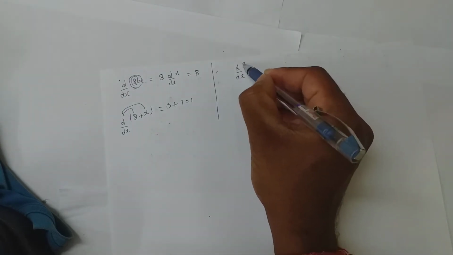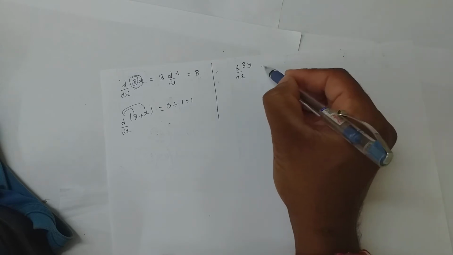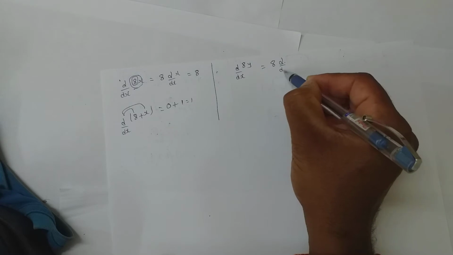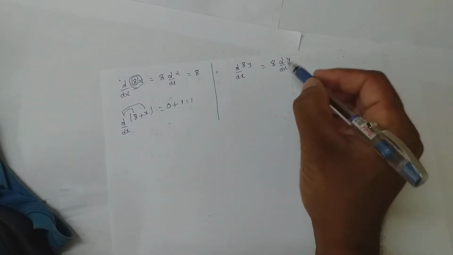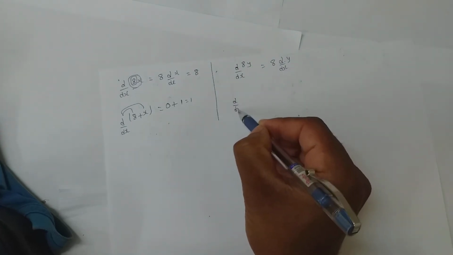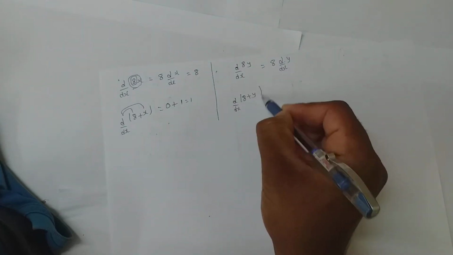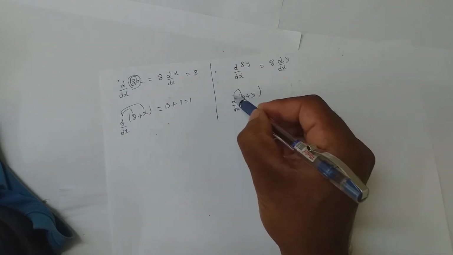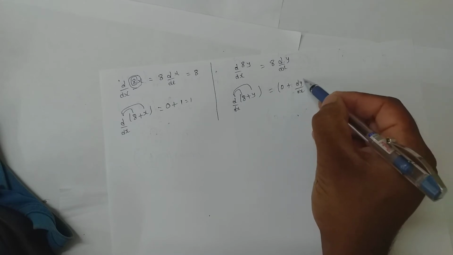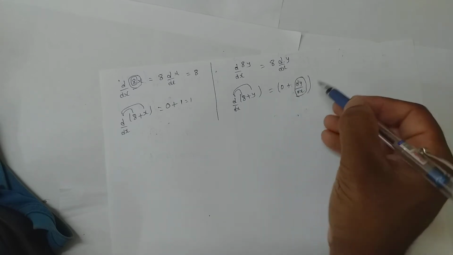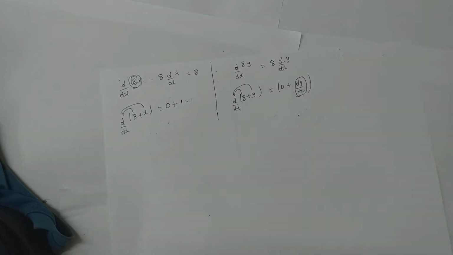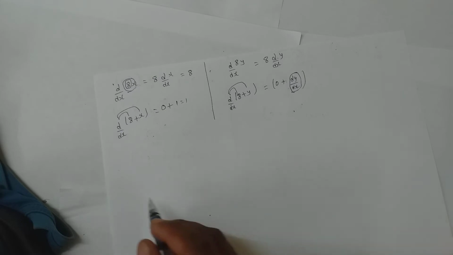Now the same case when there is a letter y. D by dx of 8y. Same thing, number and letter together, the number will come out. 8 into d by dx of y. This cannot be simplified, so leave it like that. Now if it is d by dx of 8 plus y, the method is same. This needs to be applied to each of it. So for 8 it is 0. For y it is d by dx of y. This you cannot do anything about, so you must leave it like that only. Clear?